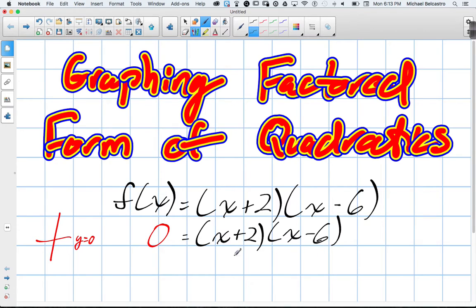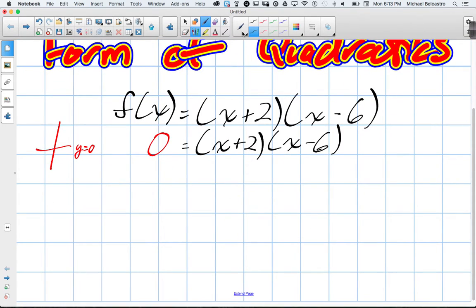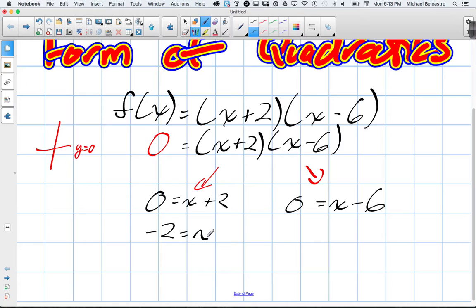In order to make 0, think of these as separate terms. This is a term and this is a term. A term times a term to make 0 means one of them has to be 0. There's no other way to multiply and get a 0. So we set both of them equal to 0 and find out what the possibilities are. So you would get 0 is equal to x plus 2, and 0 is equal to x minus 6. In this case, you'll get x is equal to negative 2, and x is equal to 6. So those are your two x-intercepts to start.